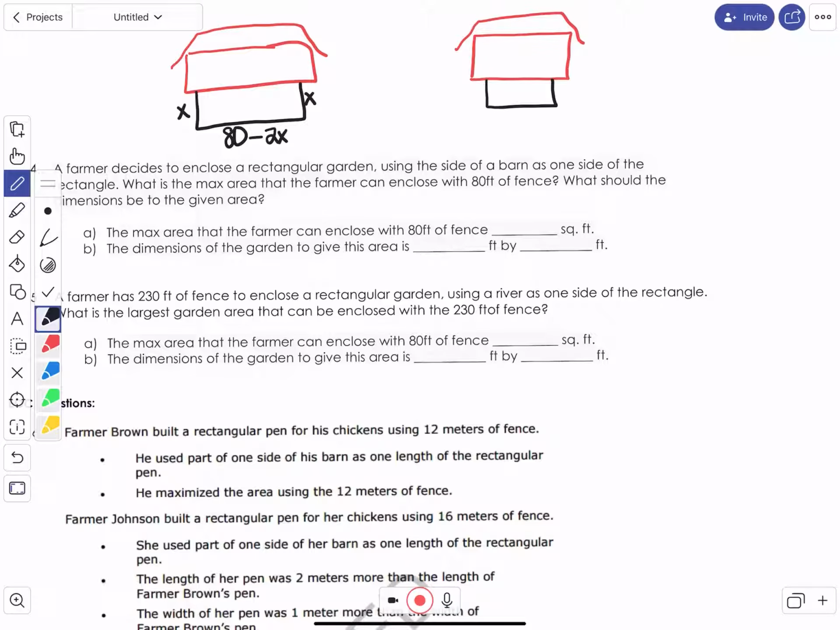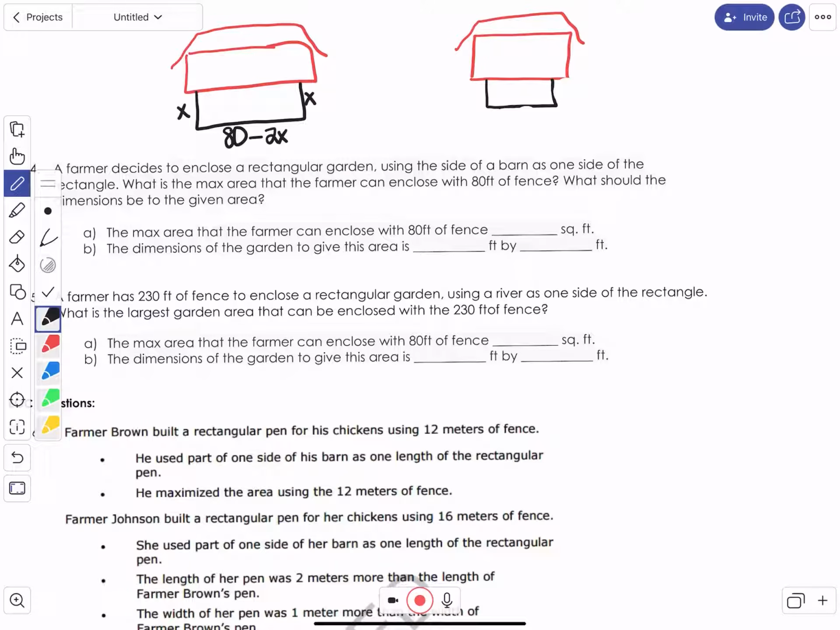Let's just pretend that he used 20 for this side and he used 20 for this side. That's 40 total. So then he would have 40 left for this side because 20 plus 20 is 40, and then 80 minus 40 would mean that this is 40 left, okay? So that's how we would arrive at that, and that's what we're doing. We subtracted to get that, okay? So let's get rid of that, okay?